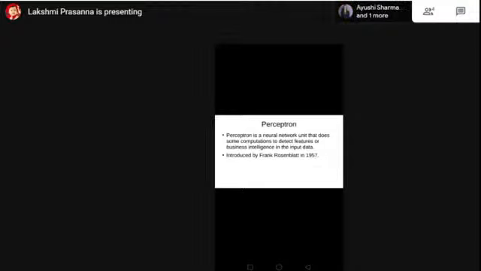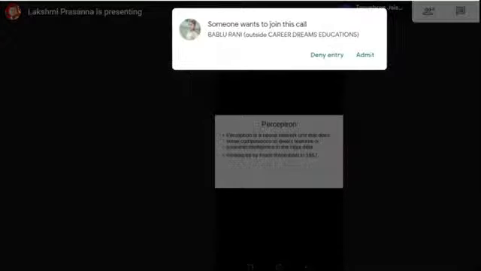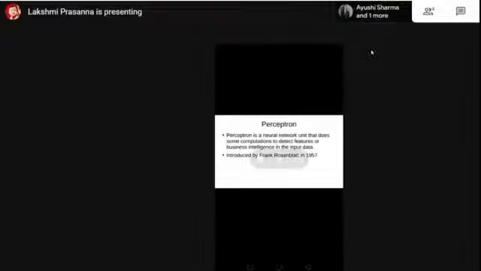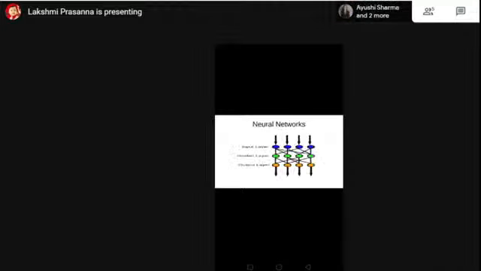In AI, we are familiar with two terminologies, perceptron and neural networks. Let's learn about perceptron. Perceptron is a neural network unit that does some computations to detect features or business intelligence in the input data. It was introduced by Frank Rosenblatt in 1957 based on the MCP neuron. And the next thing is neural networks. A neural network consists of three layers: input layer, hidden layer, and output layer. To perform any function, these three layers work coordinately.